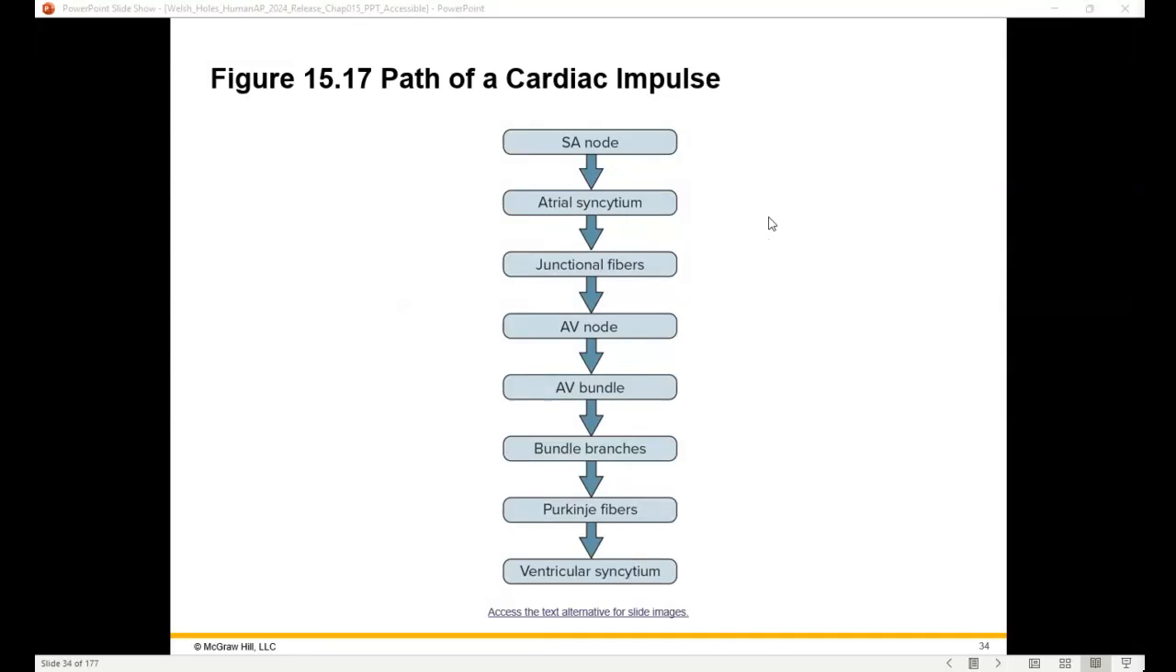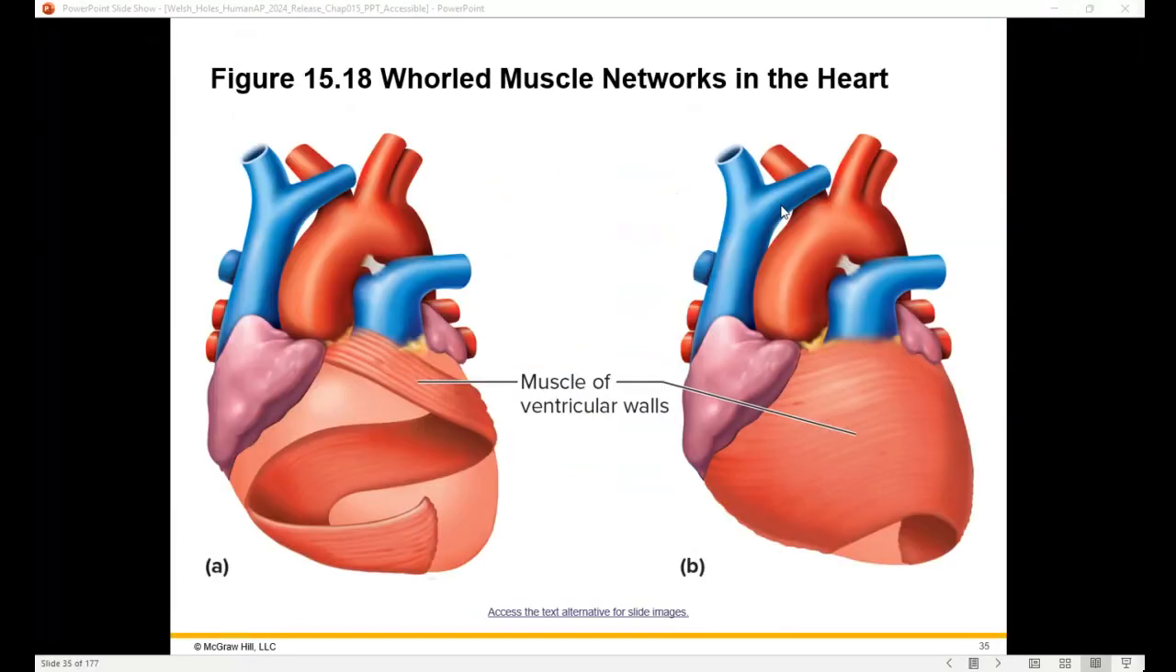This is a diagram that shows the path of the cardiac impulse. This shows you the whirl muscle networks in the heart so that it is able to contract in reaction to the messages being sent up to down and then around.